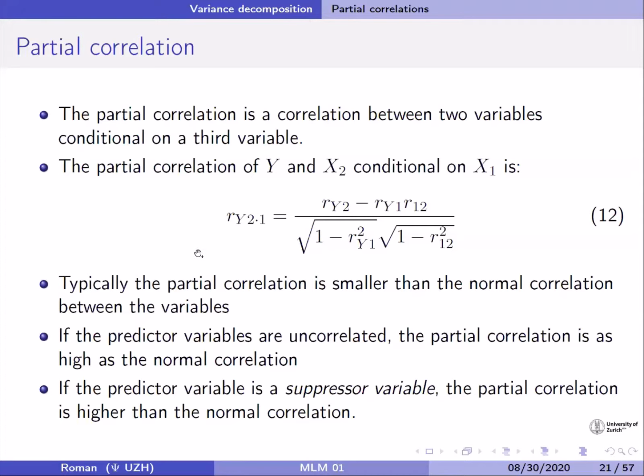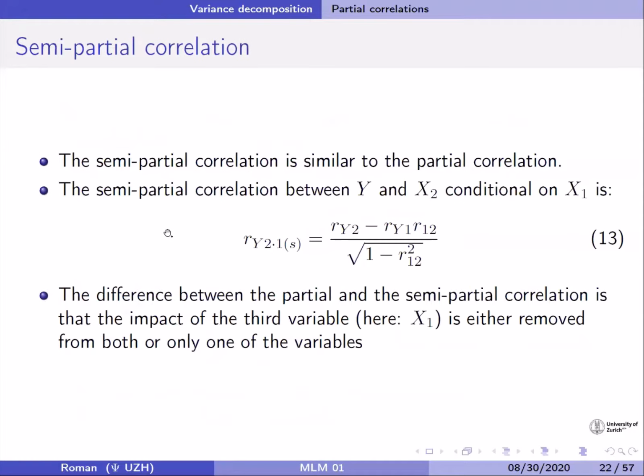Now we can also have a suppressor variable, which a third variable will result in a higher correlation than between y and x2. Let's take a look at the semi-partial correlation. The semi-partial correlation is similar to the partial correlation.